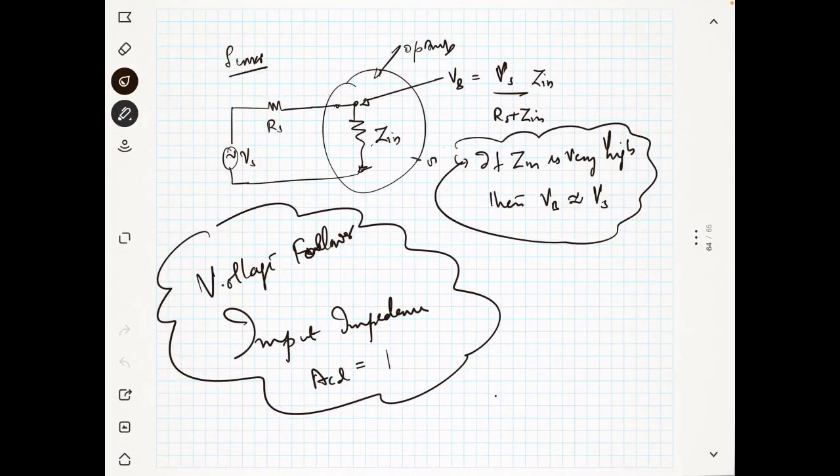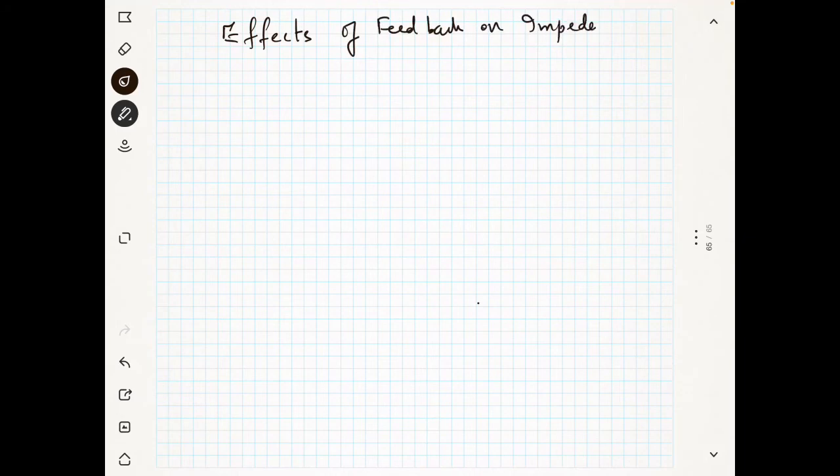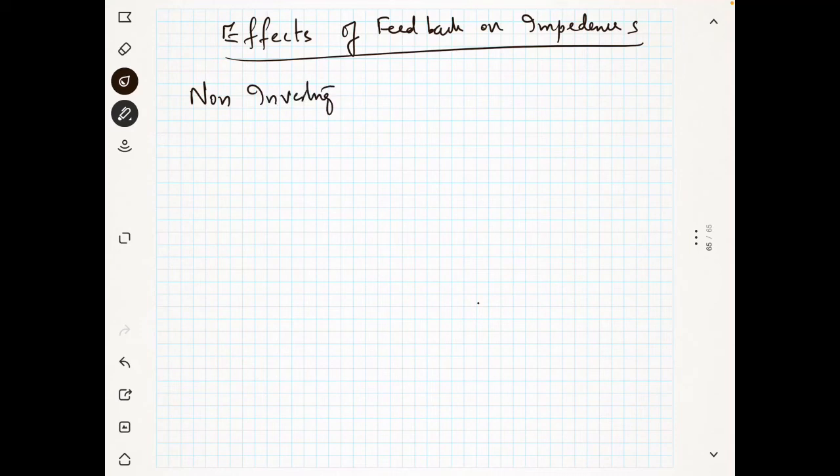Now we will see the effects of feedback. We have just seen the effects of feedback on the gain of the amplifier. Now we will see the effects of feedback on impedances. So first of all, we will consider the non-inverting amplifier. After that, we will consider the inverting amplifier.